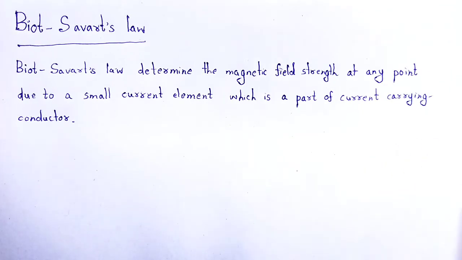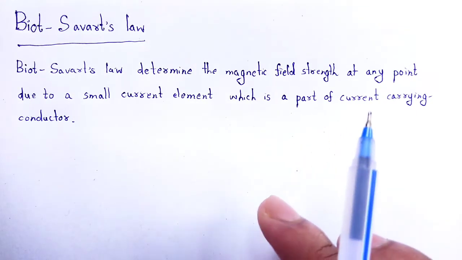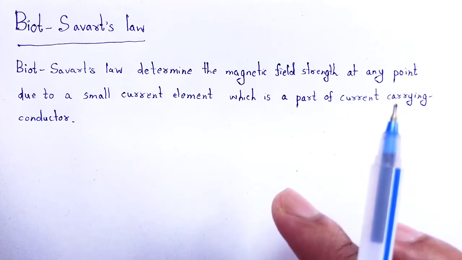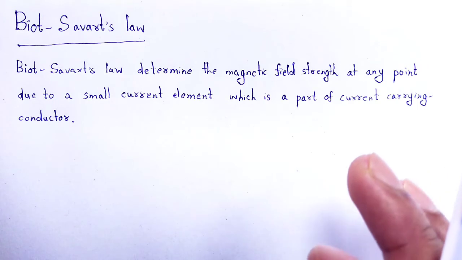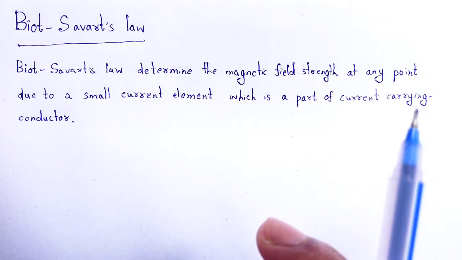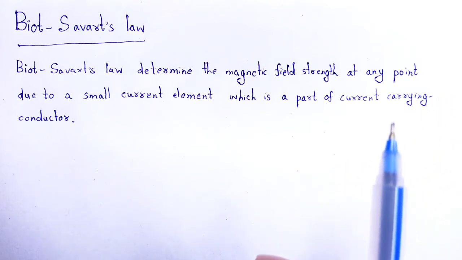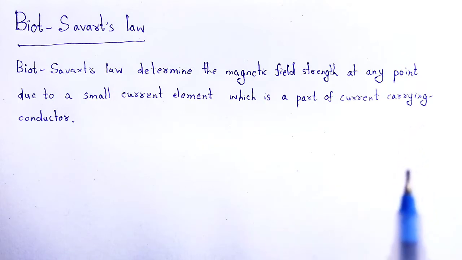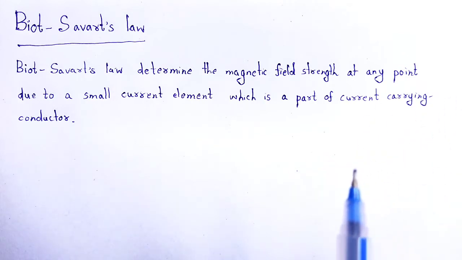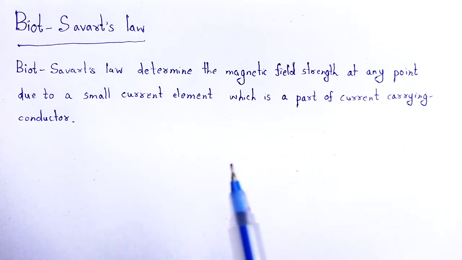Look here, when a charge is stationary, it gives rise to an electric field. But when that charge moves with a constant velocity, it produces a magnetic field. As current is nothing but the flow of charge, when a current is passed through a conductor, it produces a magnetic field throughout. A current carrying conductor produces a magnetic field.